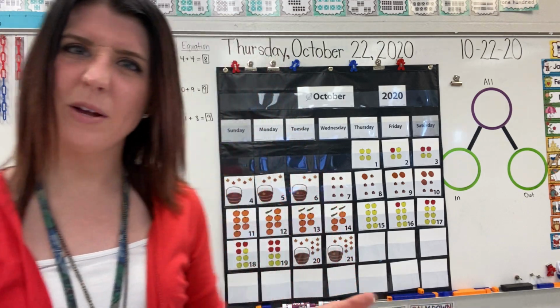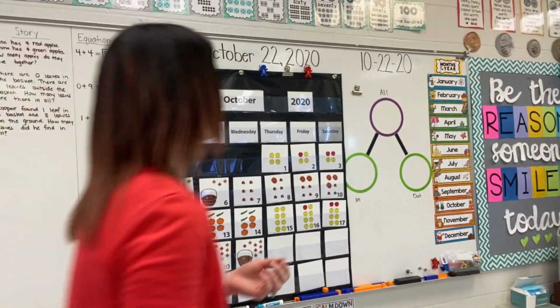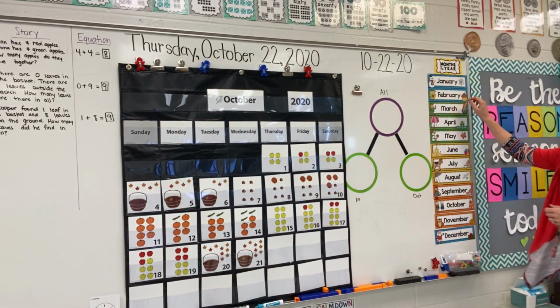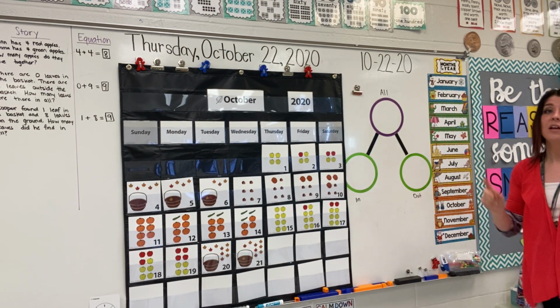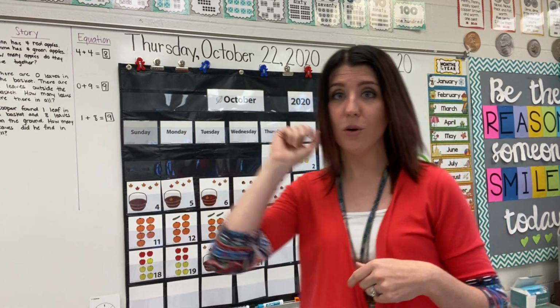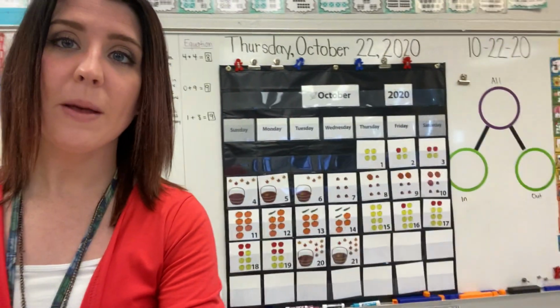Can we sing all of our months real quick to make sure you remember them? Here we go. January, February, March, and April, May, June, July, and August, September, October, November, December. These are the months of the year. Woohoo! All right, so we are in the month of October.